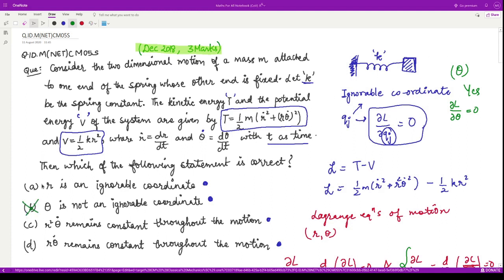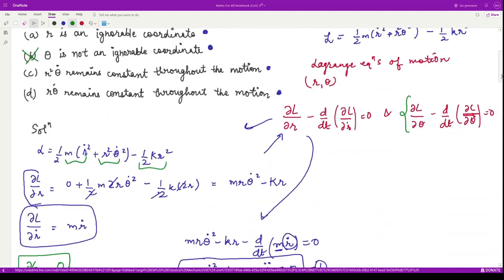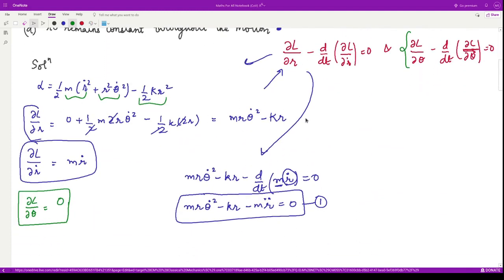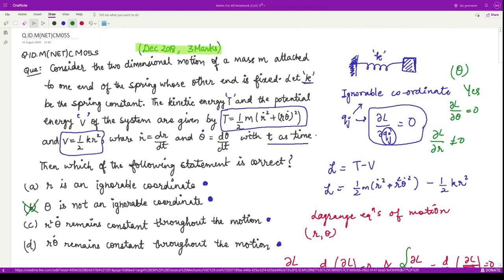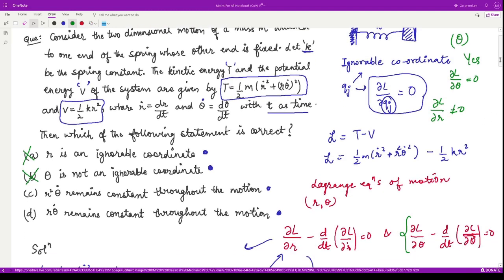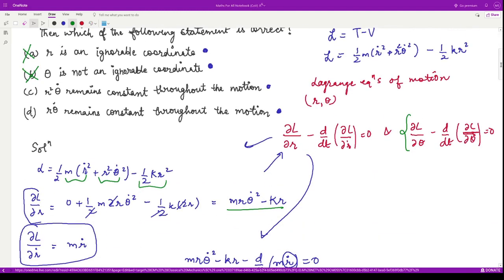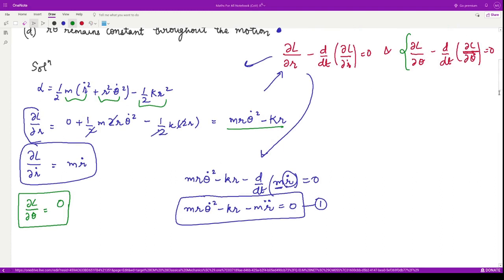And what about r? Did we get del L by del r equal to 0? No, we got something else, a non-zero quantity. Therefore r is also not an ignorable coordinate. Theta is an ignorable coordinate, but r is not. So these two options are incorrect. For the remaining options C and D, let us solve the second Lagrange equation.